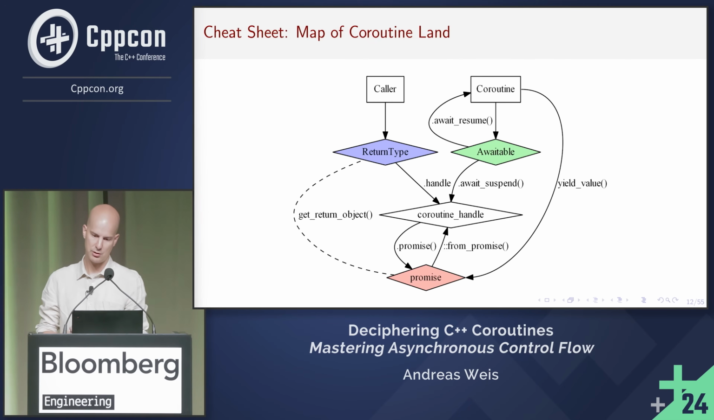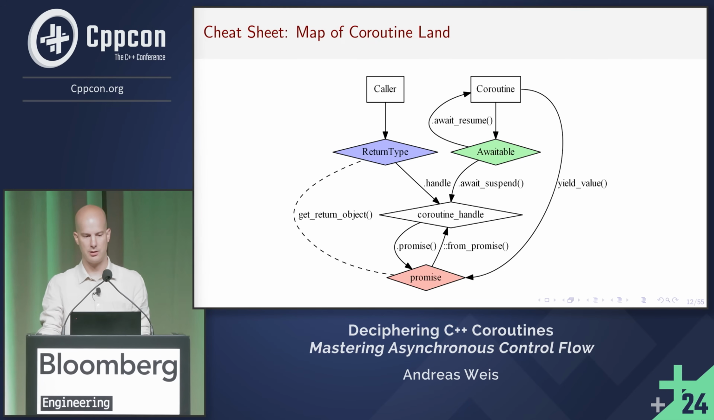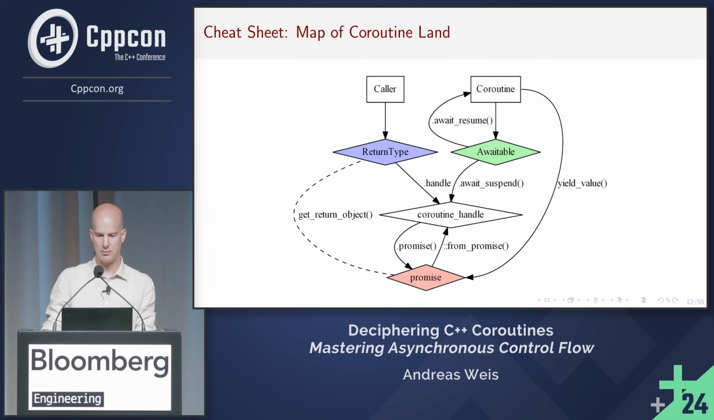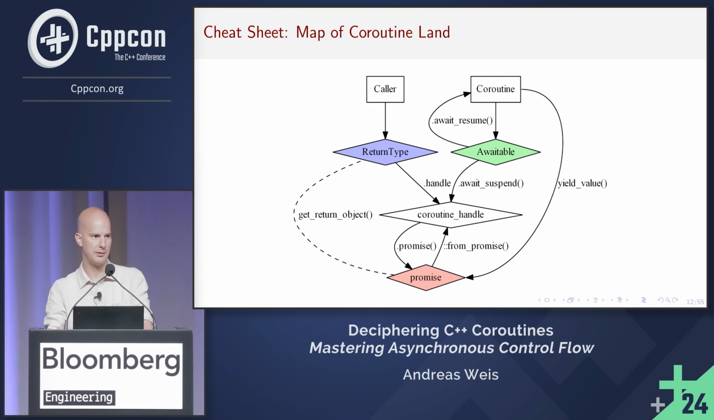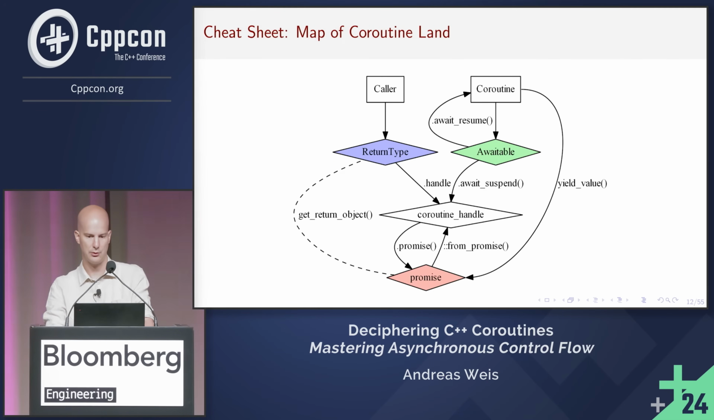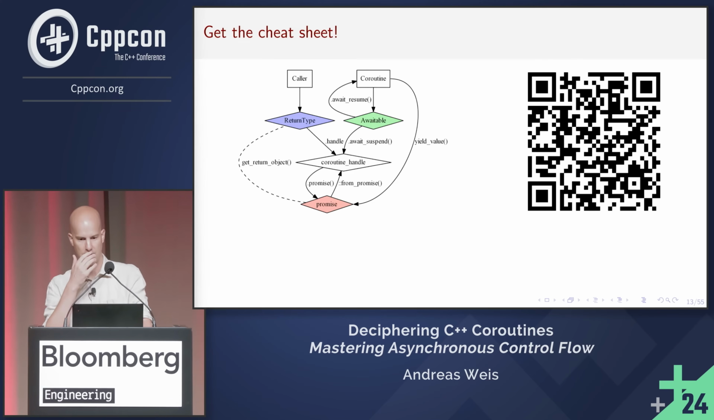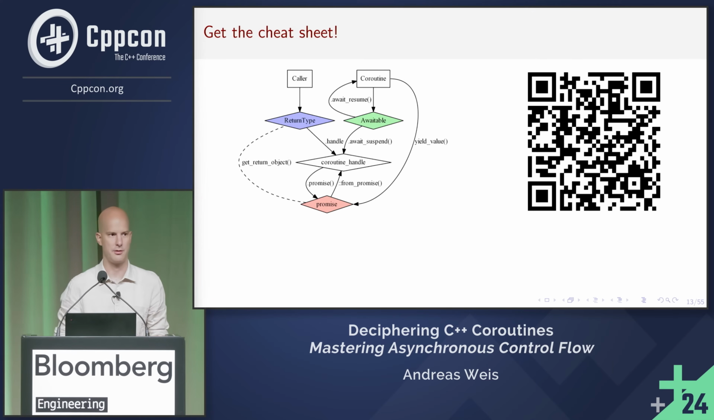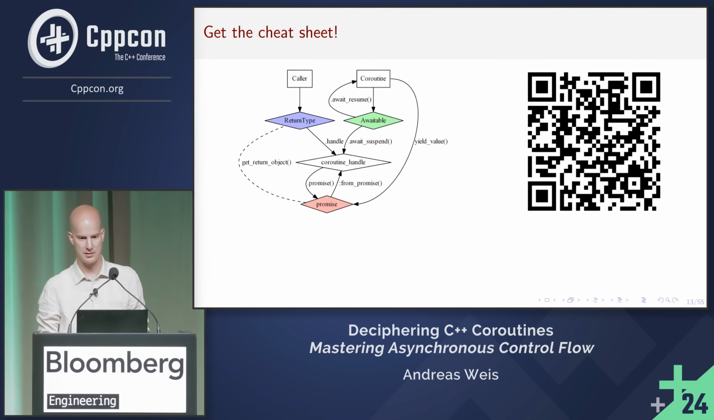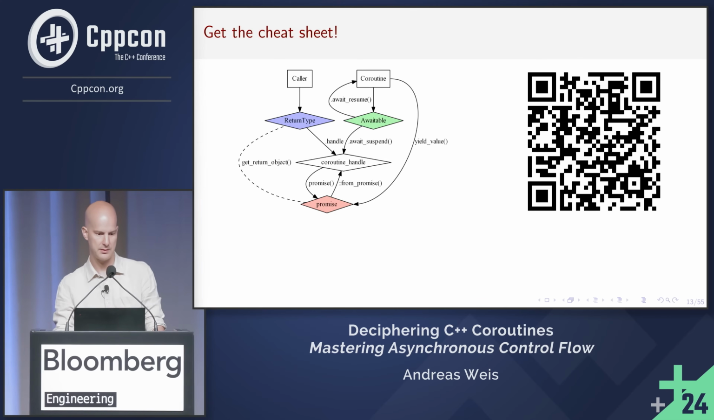And then we also looked at how all of these different parts are connected and how we can traverse this little graph to like pass data in and out of a coroutine. If you want to use the cheat sheet to follow along the talk, you can use this QR code to look at it again. I will leave this up for a second.